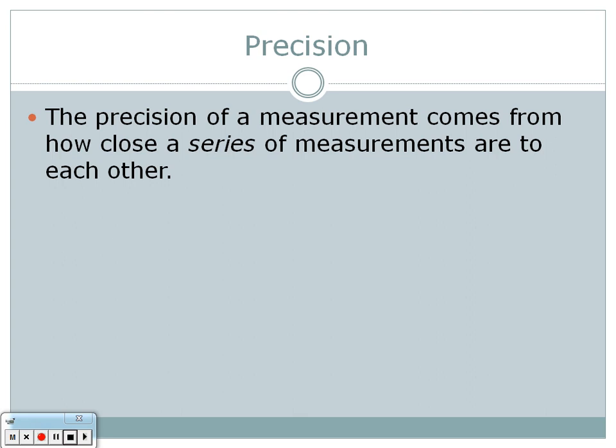Precision is a little different. Precision comes from how close a series of measurements are to each other. So you need more than one measurement that you've taken in order to be precise.